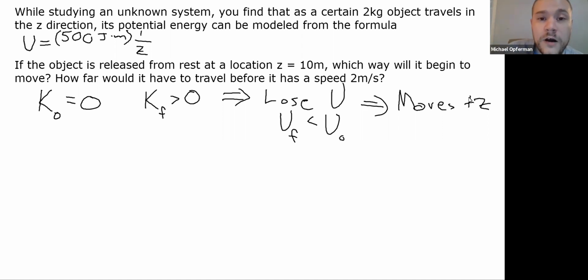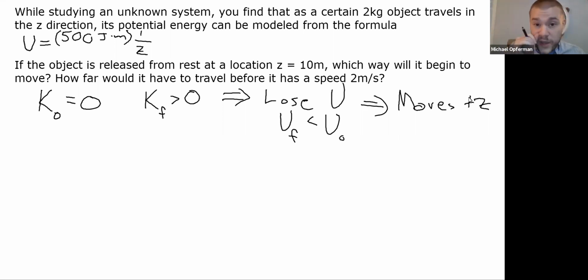Again, I'm basing that on the formula there, the fact that it's 1 over z. Like, if you don't believe me, plug in z equals 10 there, and then try plugging in z equals 11, try plugging in z equals 9. You'll see that if you plug in z equals 11, the potential energy will go down. If you plug in z equals 9, potential energy will go up. So we want the potential energy to go down here. So it's got to be moving in the positive z direction.